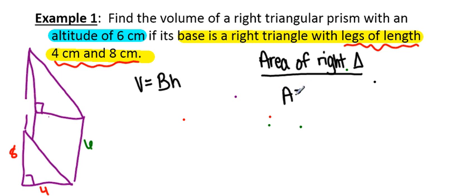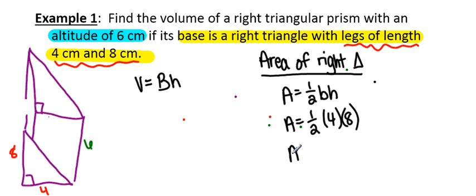The area of a right triangle is 1/2 times the base of the triangle times the height of the triangle. In this case, the base and height of my triangle are 4 and 8. Together they form that right angle. So 1/2 times 4 times 8, or half of 32, which is 16 square centimeters. So the area of my right triangular base is 16.